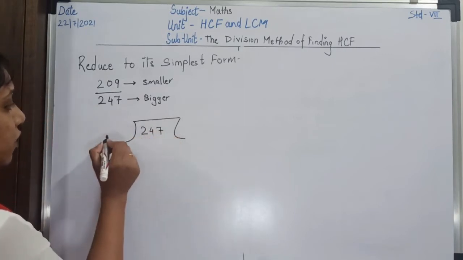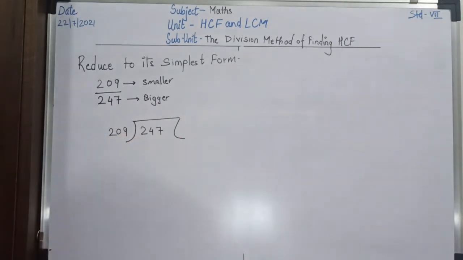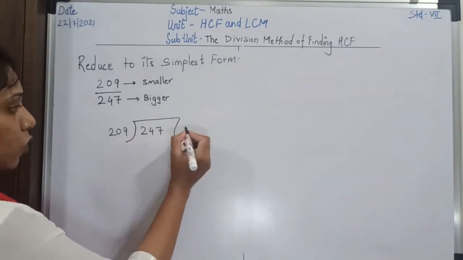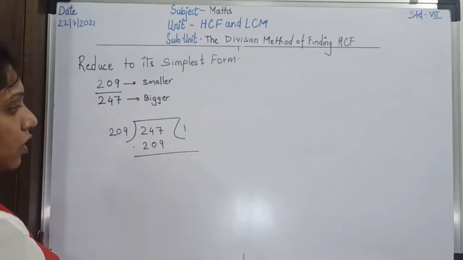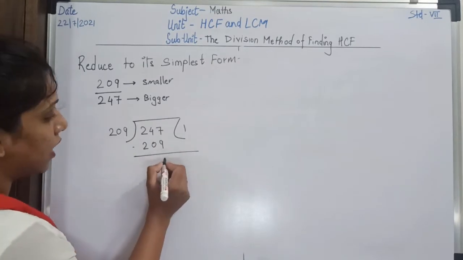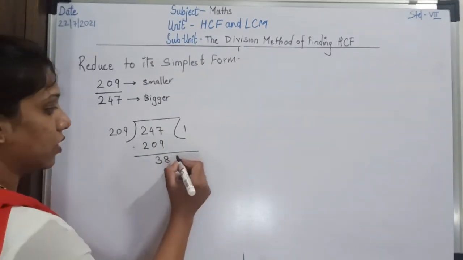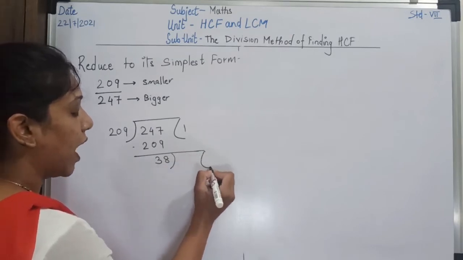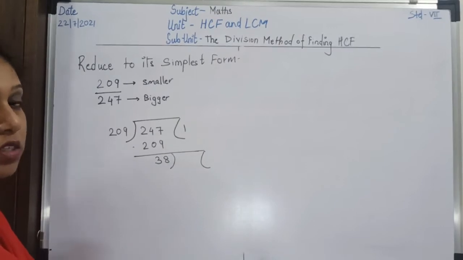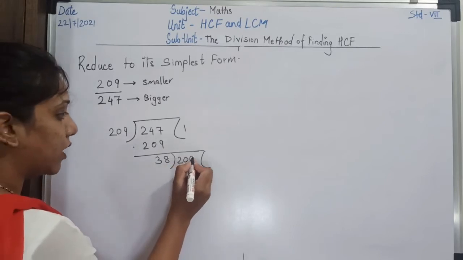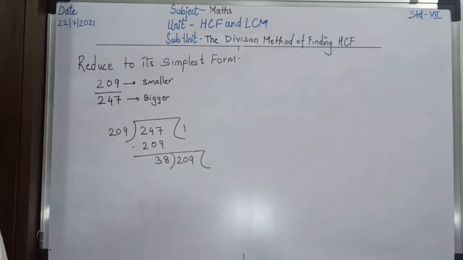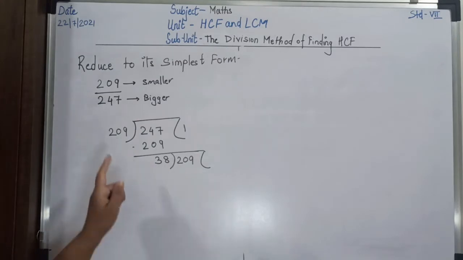247 divided by 209. So this is the bigger number. So 209 into 1 is 209. So with this we get the remainder as 38. We have to repeat the same step till the time we do not get the remainder as 0. So 209 will become the dividend and 38 will become the divisor.